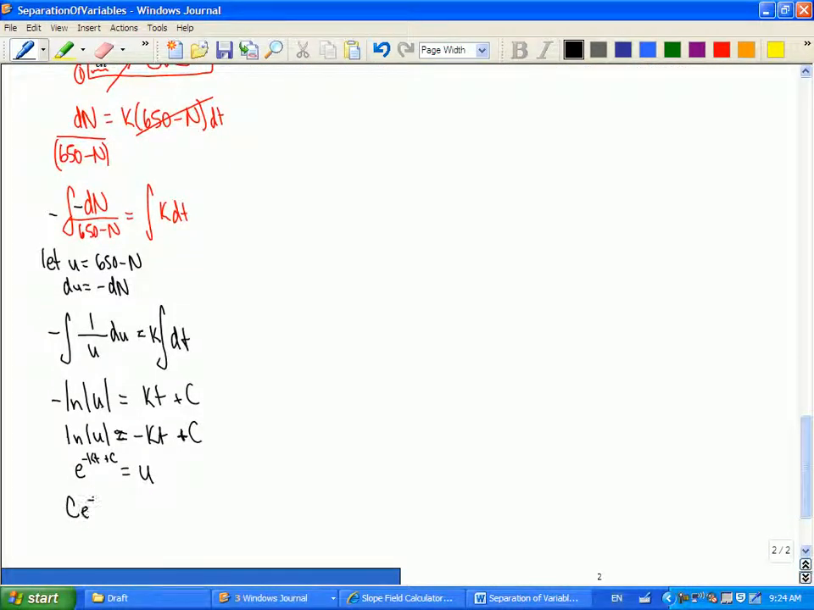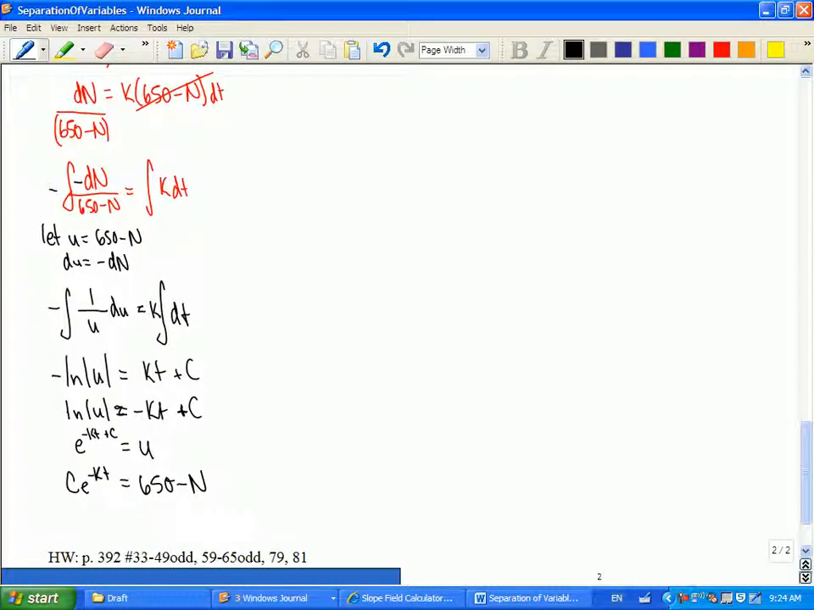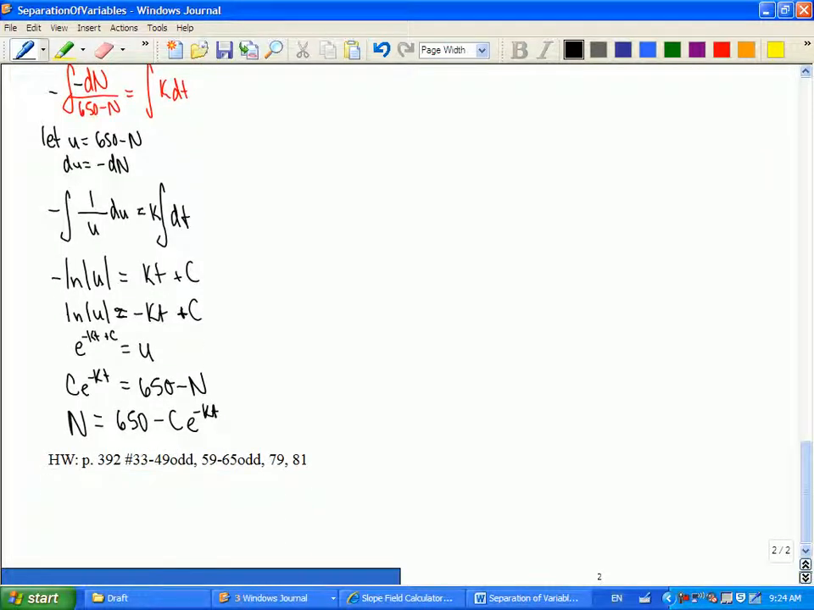So c e to the negative kt is equal to 650 minus n. And that'll give me a model. I'll have to switch some things around here. The population is 650, take away c e to the negative kt. And now I have to start working my magic to figure out what values I could use to answer this problem. But I have a model that is going to correctly model this population.